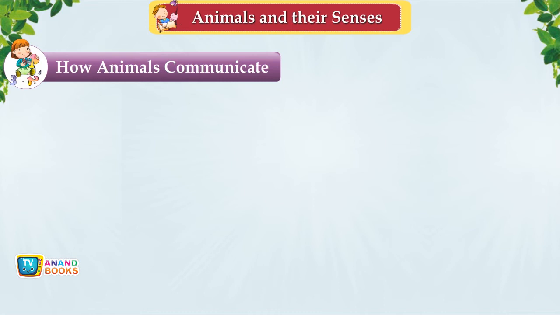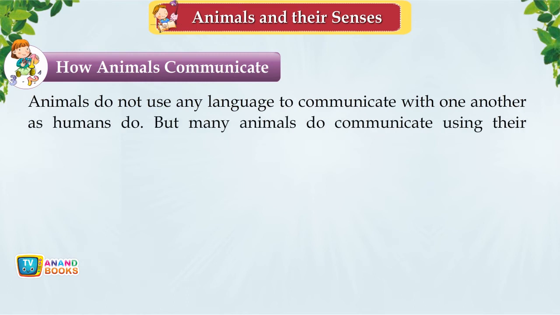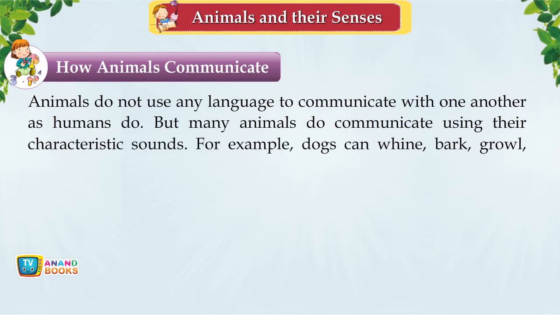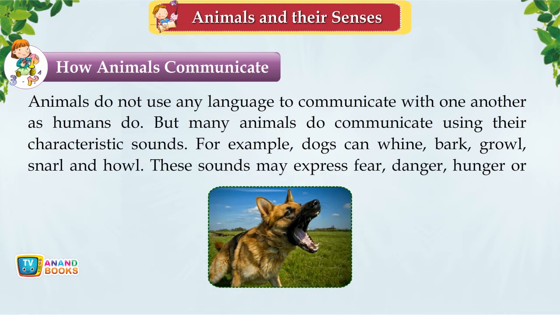How animals communicate. Animals do not use any language to communicate with one another as humans do. But many animals do communicate using their characteristic sounds. For example, dogs can whine, bark, growl, snarl, and howl.